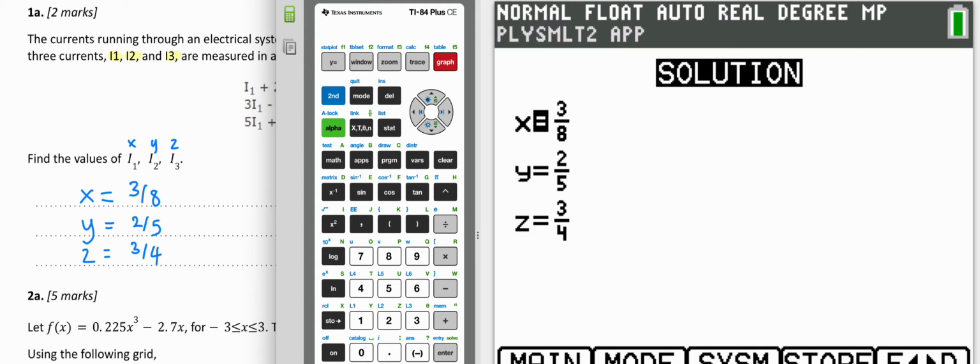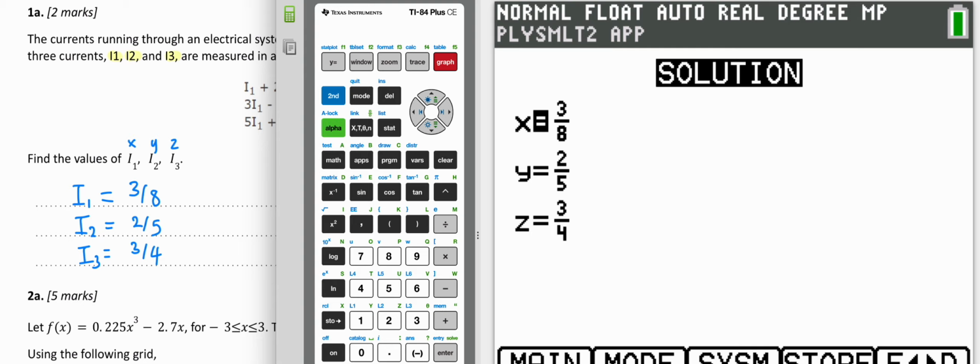I do need to remember that my question is not X, Y, Z, and that my question is actually I1, I2, and I3. So you would actually lose a mark if you didn't write it with the right variables of I1, I2, and I3. So make sure at the end you always think about what variables you are using.